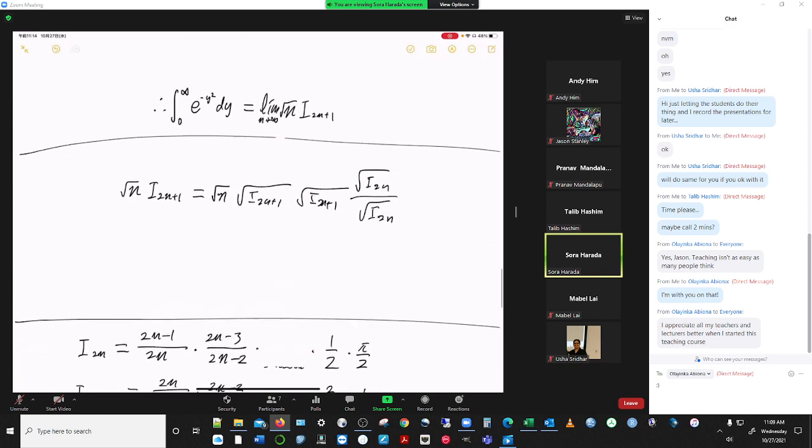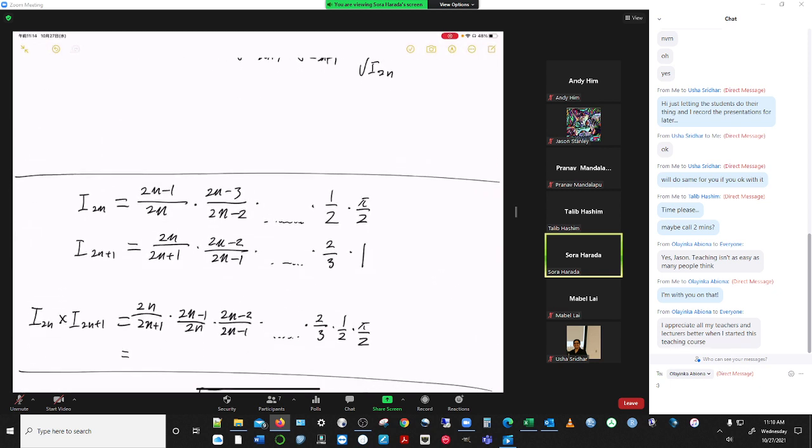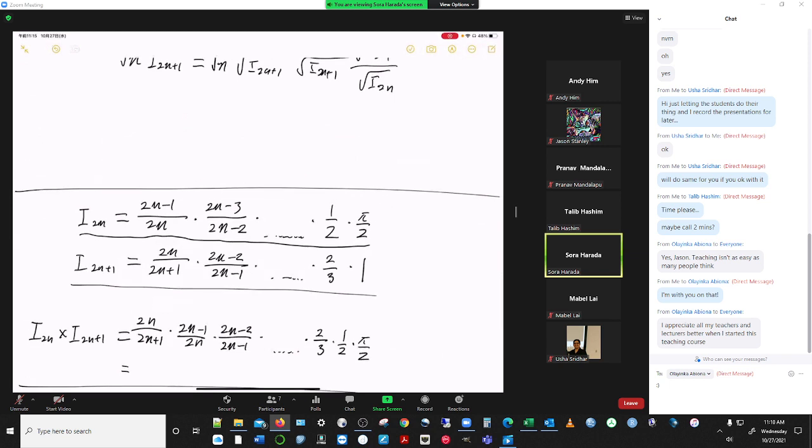And then just forget about that for a sec. And then this is the answer. This is what we get when we expand the recurrence formula for I_{2n} and I_{2n+1}. And then if we multiply I_{2n} times I_{2n}, we get that. And if you look carefully, we can cancel everything out just like that. What we get left is 2n plus 1 and then pi on 2.